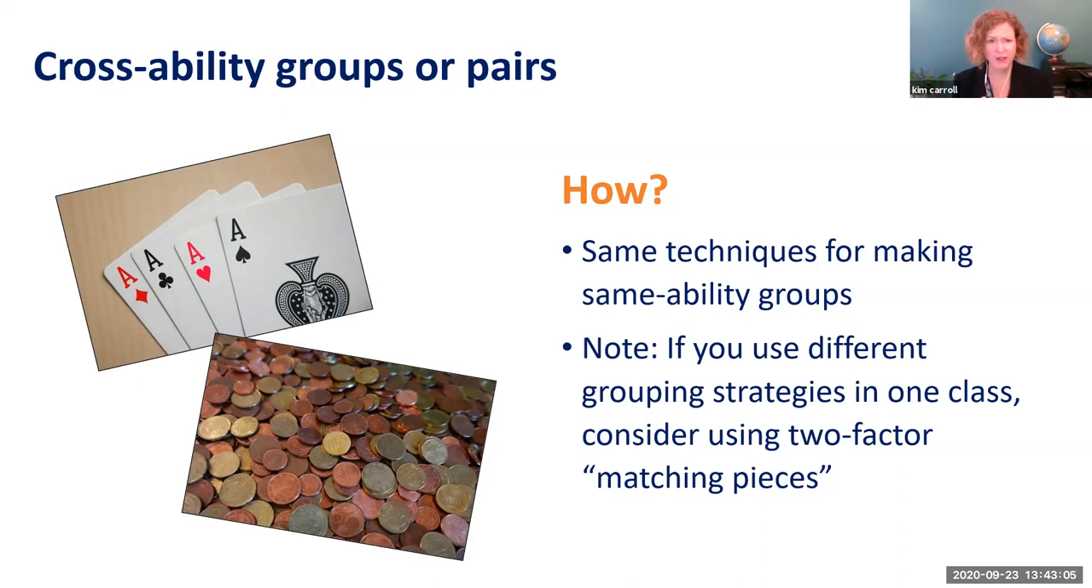The second picture there of coins, you could match people up by having the same coin the first time, and maybe the second time they have to make a group that equals, I don't know, 35 cents or something. So they have to communicate with each other to make their next group. So my question for you is, have you used cross-ability groups and how have you done it? And you'll see the question on the next slide.